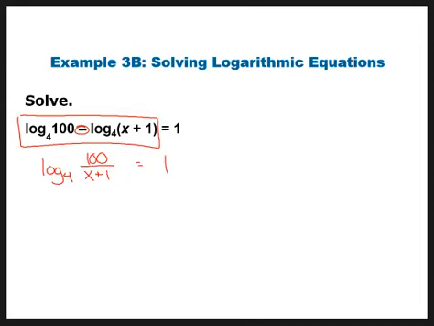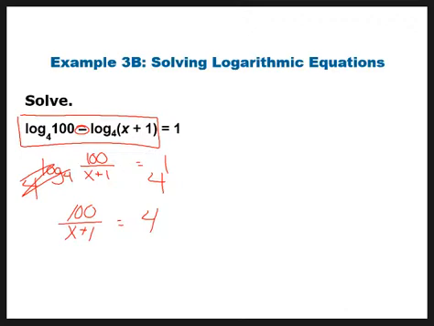But now, once I have it written as one log, I can exponentiate, and I'm going to want to use 4 as my base. So I'm going to say 4 and 4. So essentially 4 to the log base 4 of 100 divided by x plus 1 equals 4 to the first. Again, basically this stuff cancels each other out. So I have 100 over x plus 1 equals 4. 4 to the first is 4.